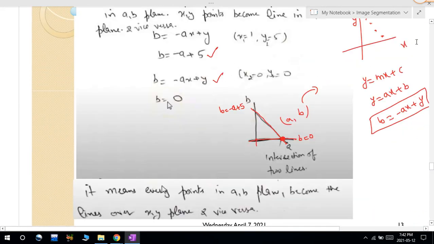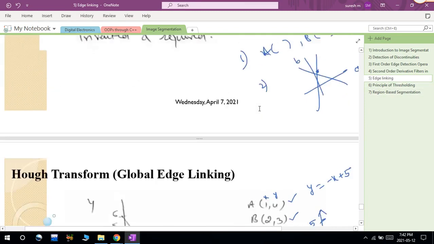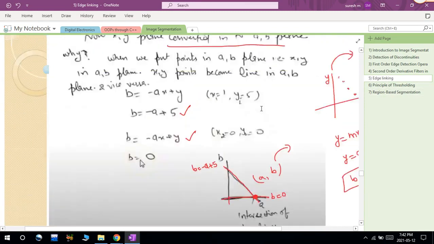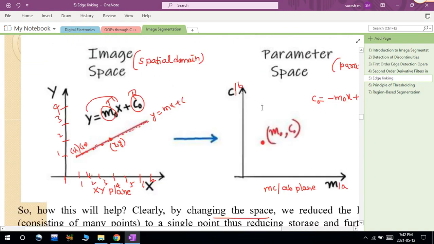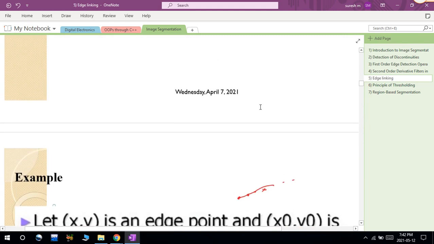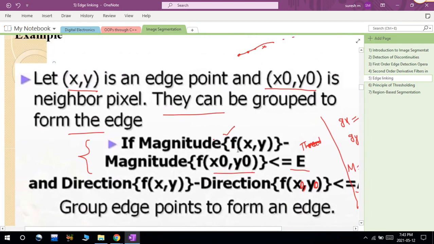These are related to the edge linking process. We have these two edge linking algorithms. One is local edge processing, in which we have a simple criterion. In this case, if those points satisfy these two conditions, then those points will be linked. Otherwise I won't consider those as edge points. In the case of the Hough transform, we have to follow that process.